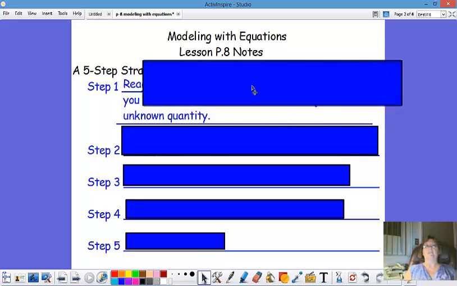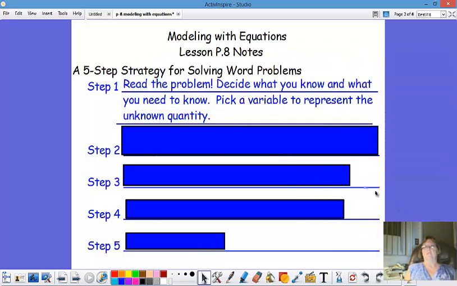So step 1, they say that we should read the problem, which kind of makes sense. Decide what you know, so what is given in the problem and what you need to know. What is it that you have to find? You should pick a variable that represents the unknown quantity. Truly, folks, if we're doing this well, we should have read the problem probably 3 times to do what it asks for here. First time through to get a feel for it, the second time to pick out what you know and what you need to know. And then a third time just to be sure, I suppose. It never hurts to be careful.